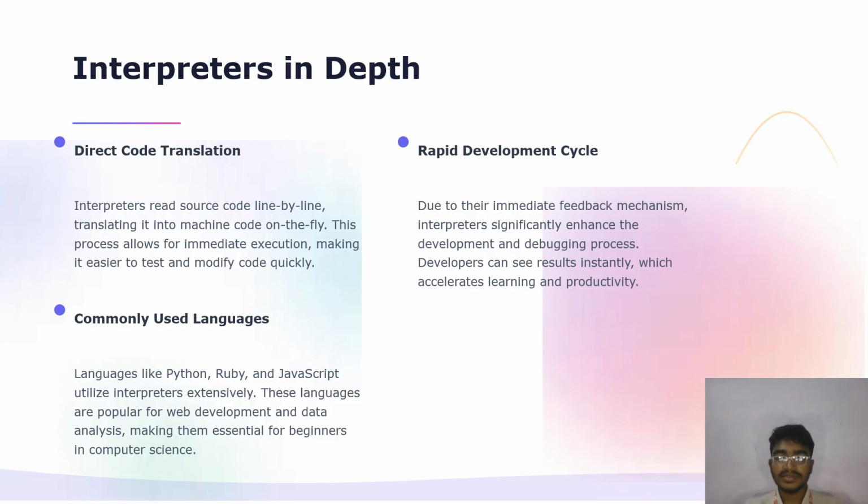Interpreters in depth. Interpreters translate and execute the program line by line, so results appear immediately. This helps in testing, debugging, and fast learning. Languages like Python, JavaScript, and Ruby use interpreters. That's why they are very popular for rapid development and programming.